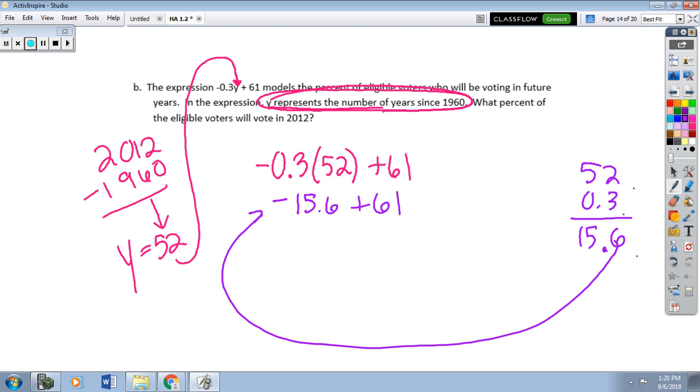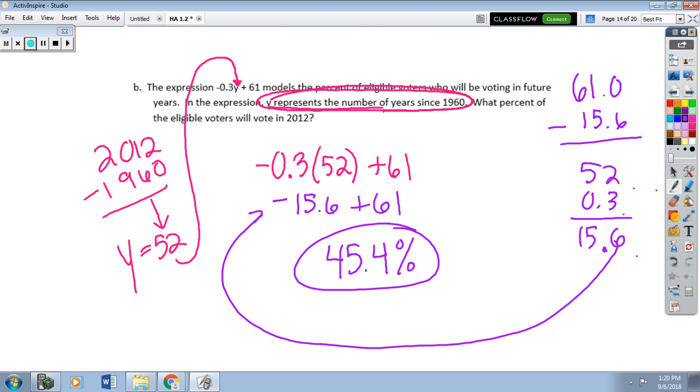And what do I get whenever I add those numbers together? If you need to, you can stack your numbers and subtract. So you could do 61.0 minus 15.6 if you need to. What do we get? John? 45.4. You got it. And they said that that was the percent of eligible voters. So we'll tack on a percent. Anytime there's a word problem, if they tell you the unit, you should tack that on.